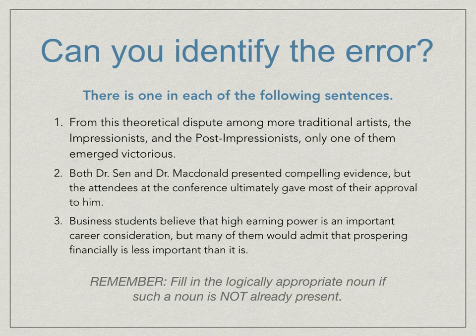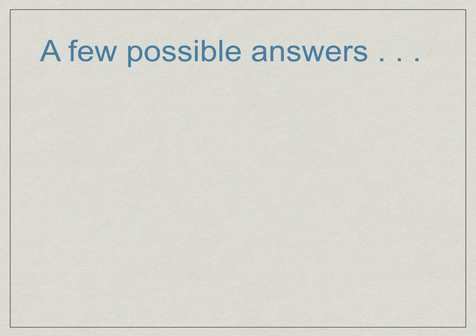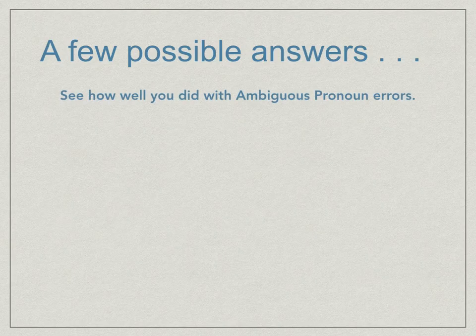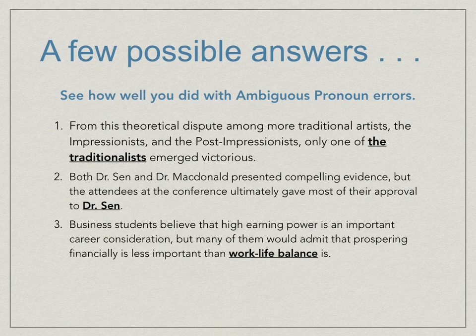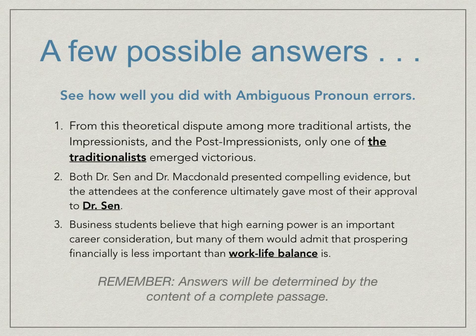Okay, let's see how you did. So here are a few of the possible answers that you could have come up with. And you should note that depending on what's going to happen in the passage, you may have different answers that fit. So, in the first one, we had this sentence about a dispute among different kinds of artists, and only one group of the artists emerged victorious, but we didn't know which group it was. We just got a very vague them kind of reference.